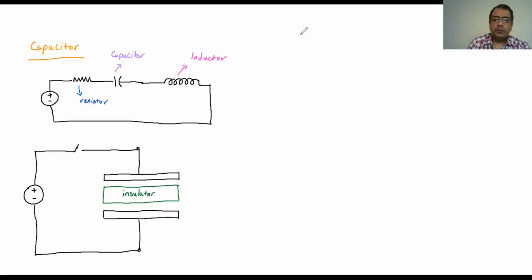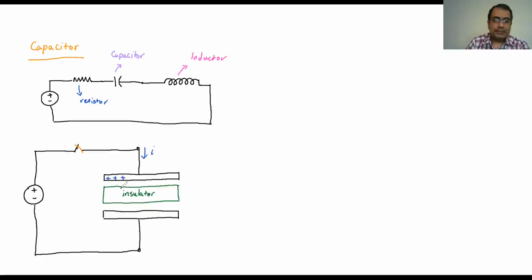But as soon as I close the key, there's going to be a current in that circuit. So the current starts to move from this positive one and goes all the way from here to here. What's happening here is that the positive current comes and starts to build up on this plate.